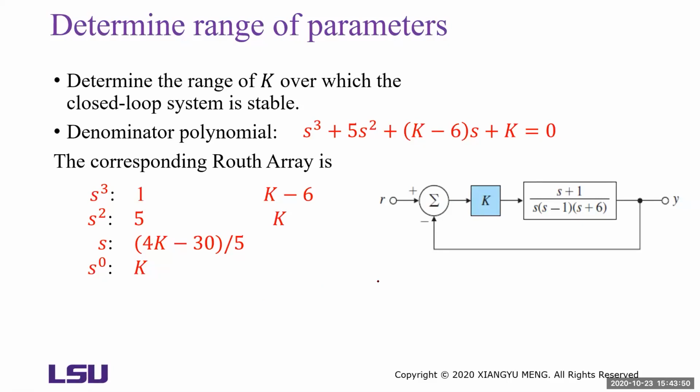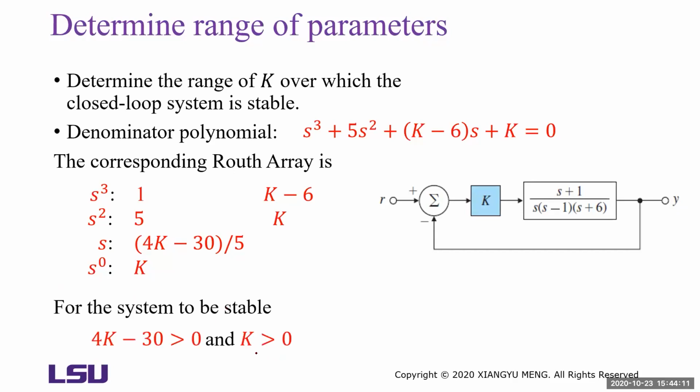Then what's the condition to make the closed loop system stable? No negative terms. All positive terms. No 0 terms. All positive. This means to make the system stable, we need to have k greater than 0, and 4k minus 30 greater than 0.